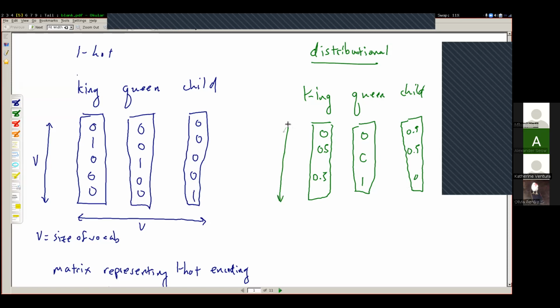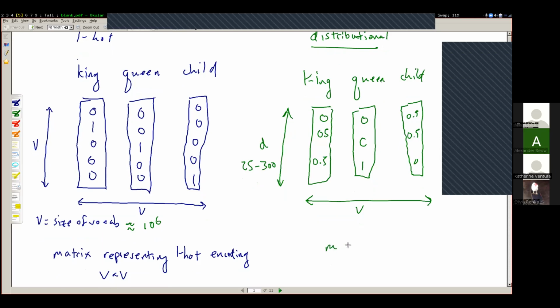This dimension this way is often called D, typically in the range of 25 to 300. The V over here is in the range of 10 to the 6-ish, depending on exactly what language you're working on. But you still have V over here as the number of vocabulary words. And so now the matrix is a D by V matrix.